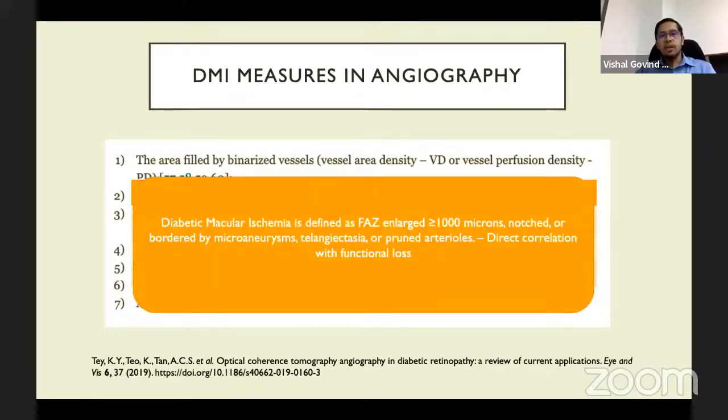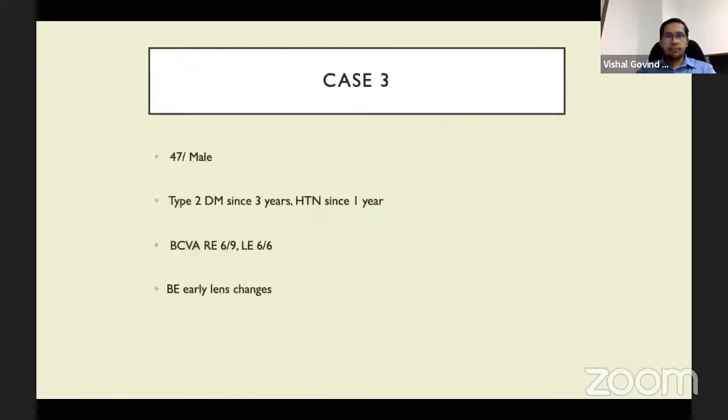When it comes to the FFA, diabetic macular edema ischemia has been defined as an increase of FAZ of more than 1,000 microns, which is notched or bordered by microaneurysms, telangiectasias, and pruned arterioles. And this has a direct correlation not only to the functional loss, but also to the severity of DR.